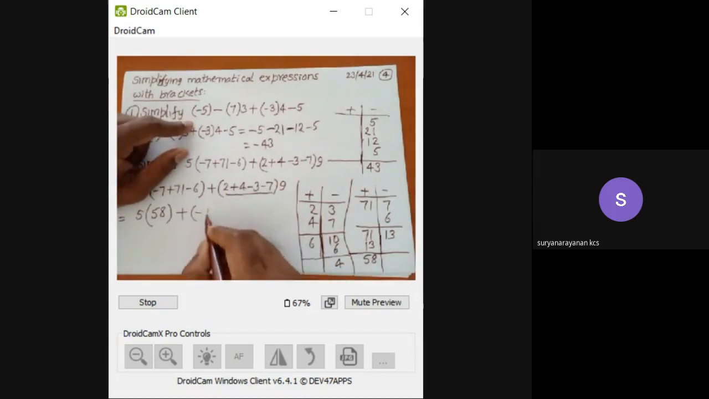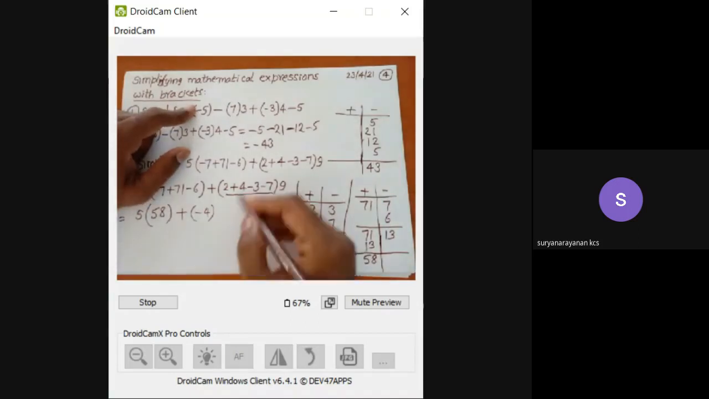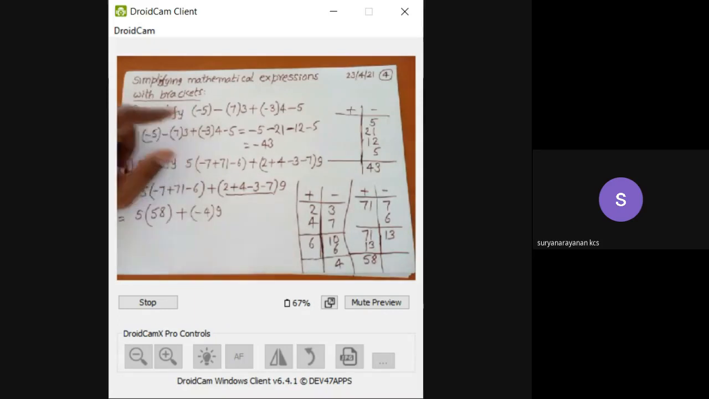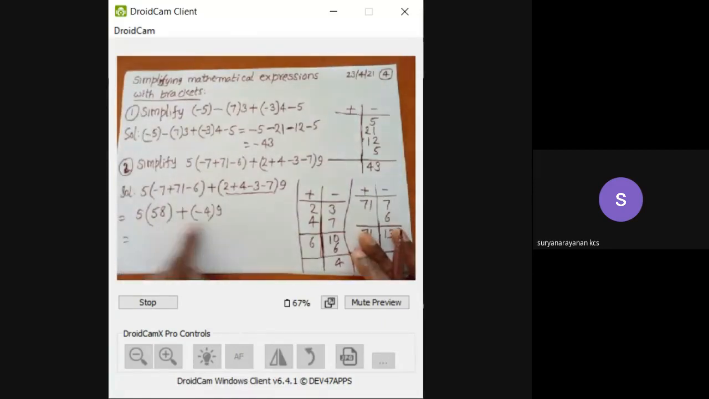Remember this point, my children. So within the brackets, we write minus 4, not 4. Remember this point. Into, we write that number which is outside the bracket. We write that number as it is. Okay. Now come to this step.